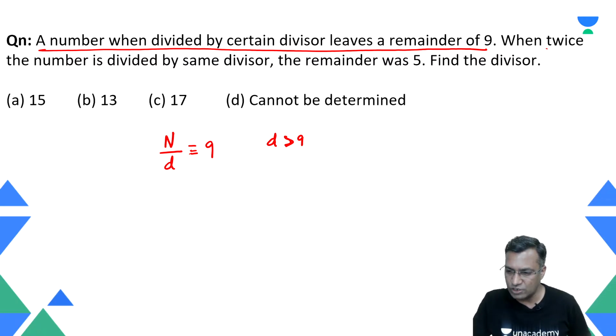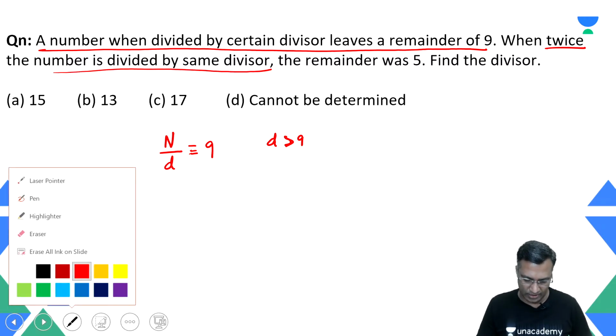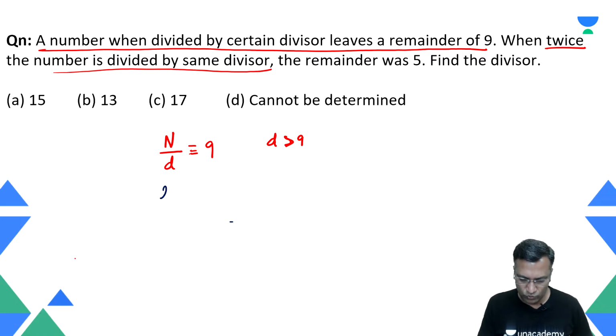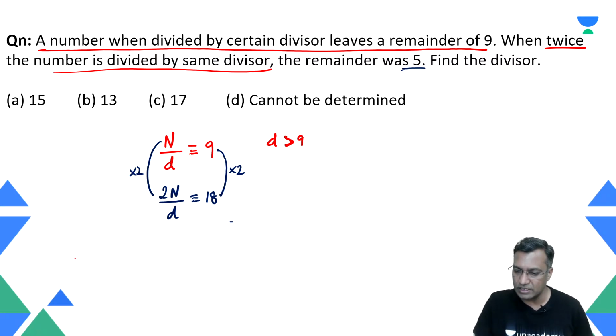Good. So then what does he say? When twice the number is divided by the same divisor, what do you expect? You will expect 2 times the remainder because you doubled it. If you double the number, you expect double of this, which would become 18. But what is the author trying to say? He is saying that no, the remainder is 5. Oh okay, there is a change. Why did this happen? This happened because 18 is greater than the divisor.